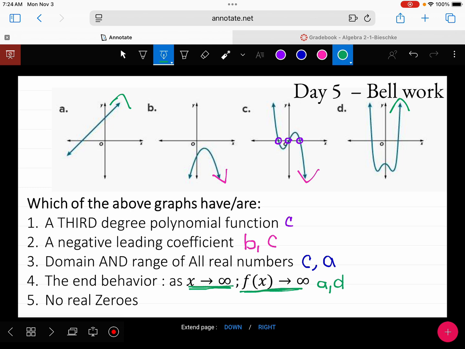So that tells us a couple of different things. It talks about our leading coefficient. It tells us about our end behavior. They're all connected.